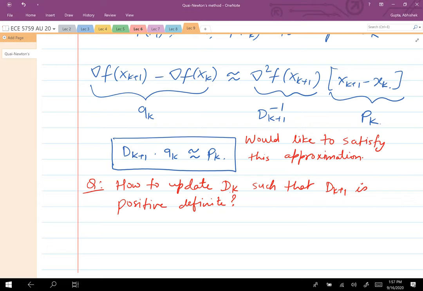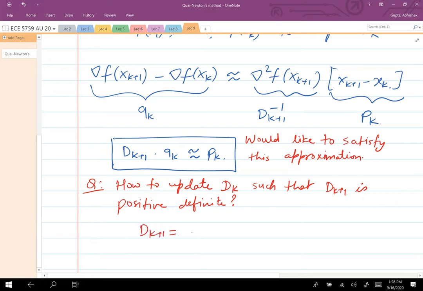Identity? No, identity is a full rank matrix. Let me pose the question in a different way. What's the simplest rank one symmetric matrix? A vector multiplied by its transpose? Yes, a vector multiplied by its transpose. Any other thoughts? I heard someone else also. A scalar? Isn't a scalar rank one? A scalar is not a matrix. So let's build on that idea. The simplest symmetric matrix is a rank one matrix, a vector times its transpose.